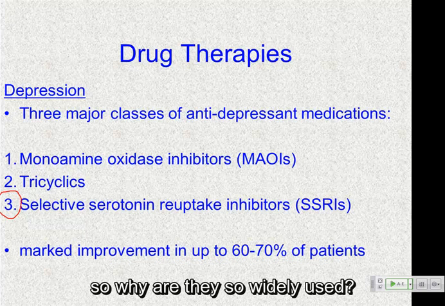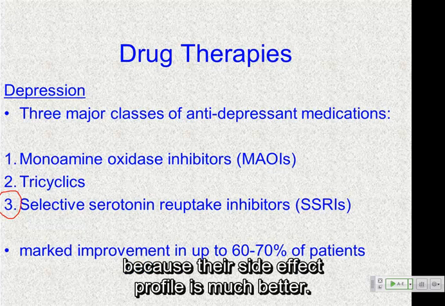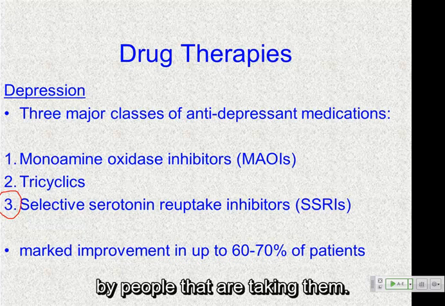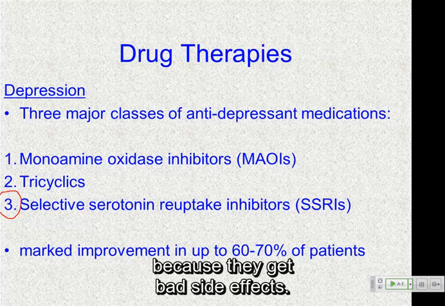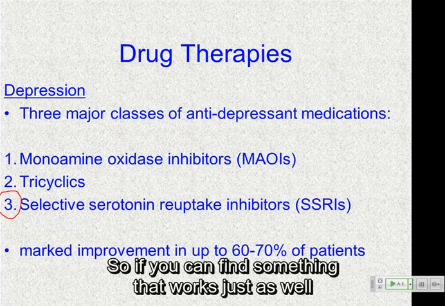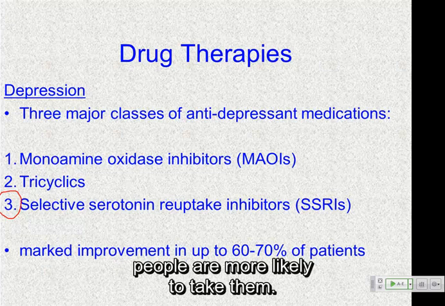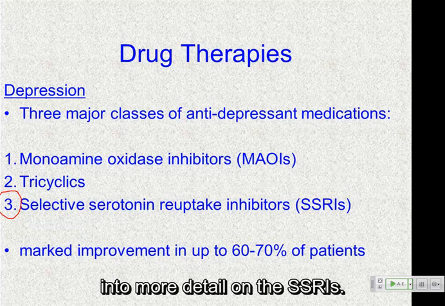So why are they so widely used? Mainly, they're more widely used because their side effect profile is much better. Okay? They're better tolerated by people that are taking them. And one of the reasons why people don't take medications is because they get bad side effects. So if you can find something that works just as well and doesn't give you the bad side effects, people are going to be more likely to take it. So let's talk about the first two, and then we'll get into more detail on the SSRIs.